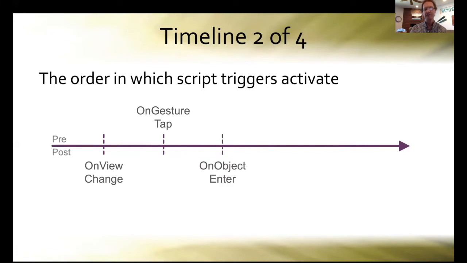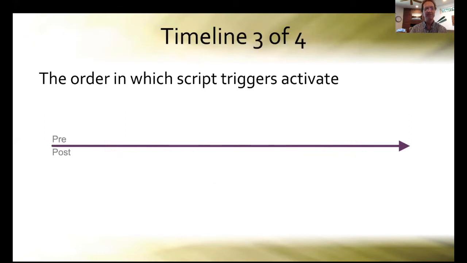On object enter, they might go into an object. Again, we'll talk later about what objects are, but generally speaking, some examples, fields or portals are considered objects. On object keystroke, they might strike a key when they're in an object. On layout keystroke, they might strike a key when they're on a layout. The next batch, on panel switch, they might switch to a different panel of a tab control. On object modify, they could change the value of data.